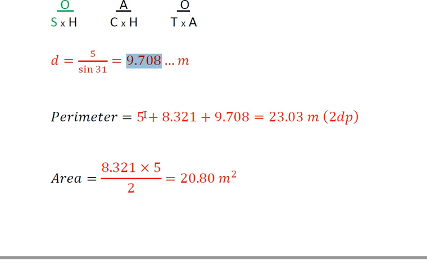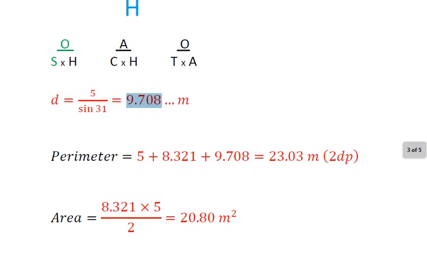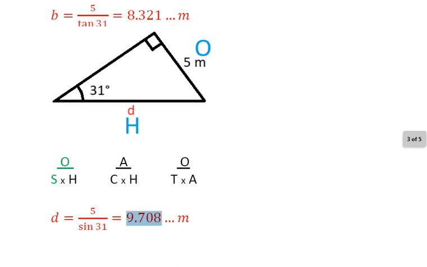Perimeter is just a matter of adding all of those numbers together, and you will get 23.03 meters all the way around. Area is nothing to do with the sides that are given or whatever. You just got to look at what the two shorter sides were, the two sides that are next to the right angle. So ignore the other one. 5 times the other side there, and we worked that out to be our B value, which is 8.321. So 5 times 8.321 or 8.321 times 5, either way around, doesn't matter.